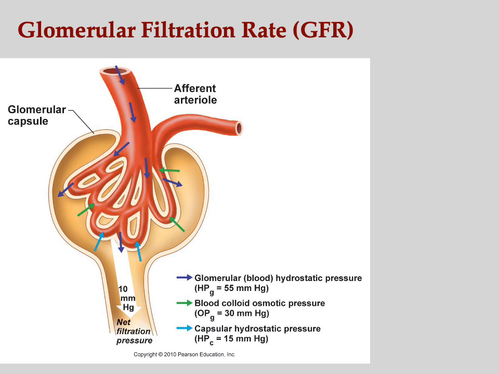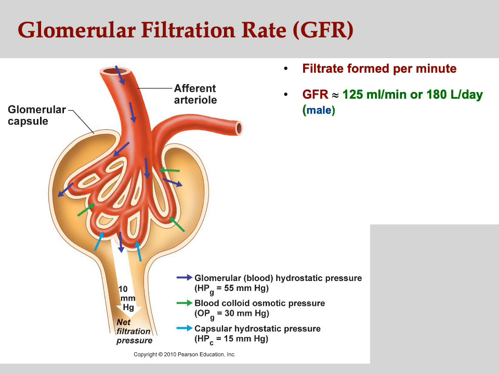Let's take a look at glomerular filtration rate. So the rate at which we force blood through these capillaries of the glomerulus and create tubular fluid, filtrate. So when we look at the rate, we're talking about how much is formed per minute. Typical GFR for a male, 125 mils a minute, roughly maybe 4 shot glasses. 180 liters a day, so that's like 40 to 50 gallons, somewhere in there, okay?